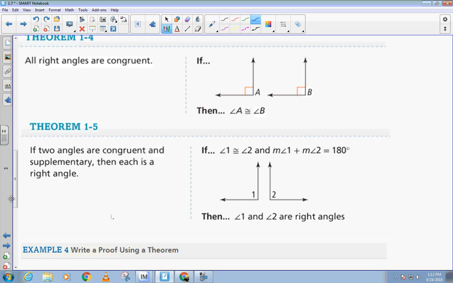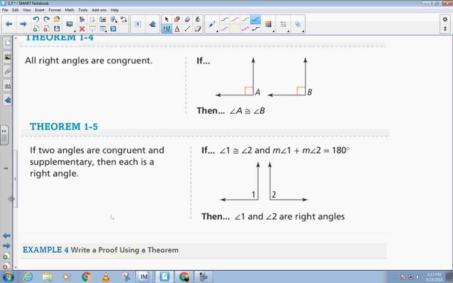Okay, here's another theorem. These don't have names, okay? And so if you use these in a proof, you can't use the theorem number because it doesn't match up universally. You have to actually write the theorem out. Now you don't have to put the commas and the periods exactly. You can summarize it, but you have to write it out. You can't just use theorem 1.5. All right, if two angles are congruent and supplementary, then each is a right angle.